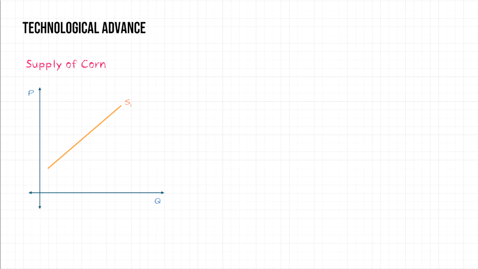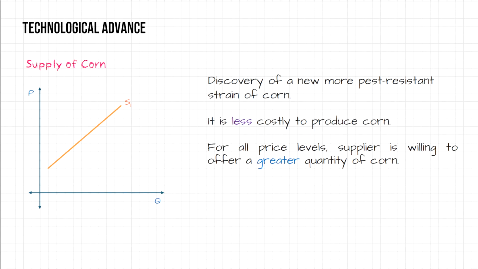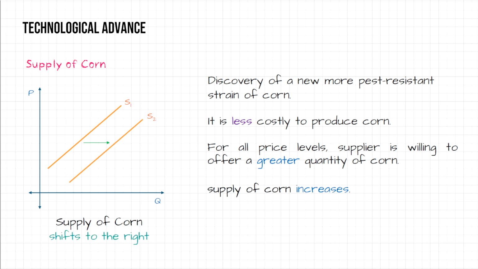Now let's find out how the discovery of a new, more pest-resistant strain of corn affects the corn supply. What happened here? A technological advancement. The new strain is more resistant, which means farmers can produce corn more efficiently because they lose less of their crop to pests. This will result in a decrease in their production cost, and that will positively affect the supply. So the supply curve for corn will shift to the right.